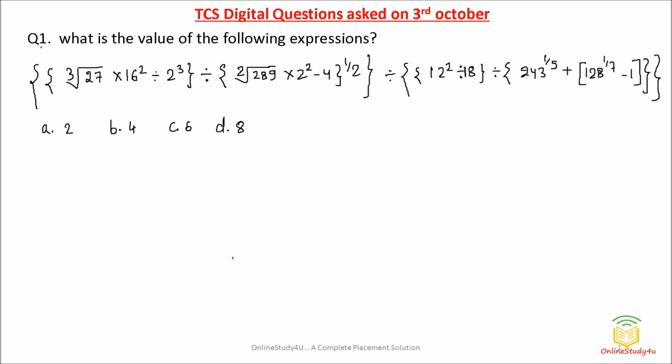And friends, you would have also seen this kind of problem in the TCS NQT sample test paper of numerical ability, that is aptitude. So let us start solving question number 1. This is a question from simplification, and here the BODMAS rule and surds and indices have been used.